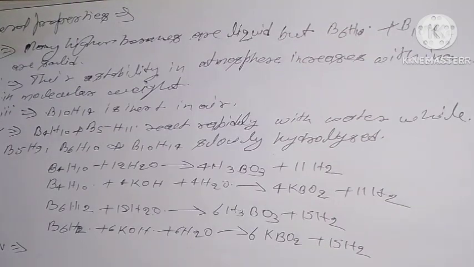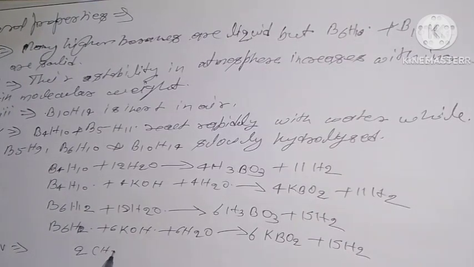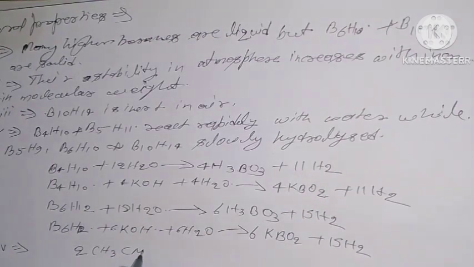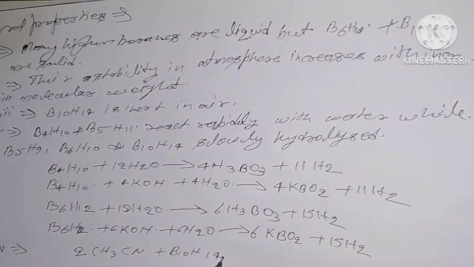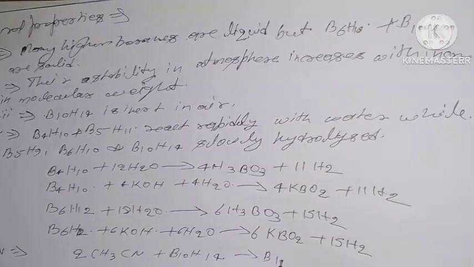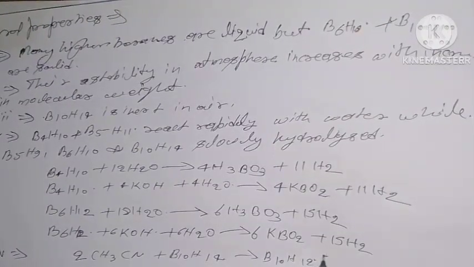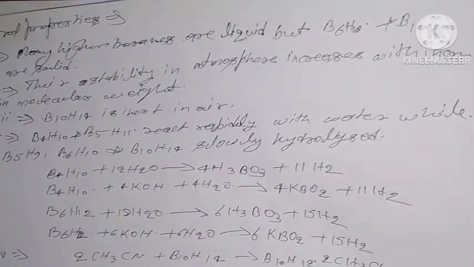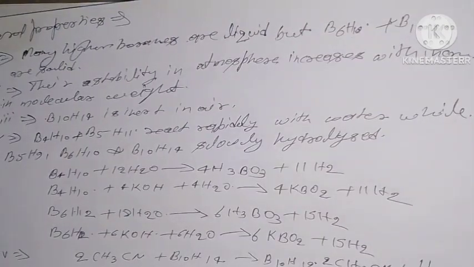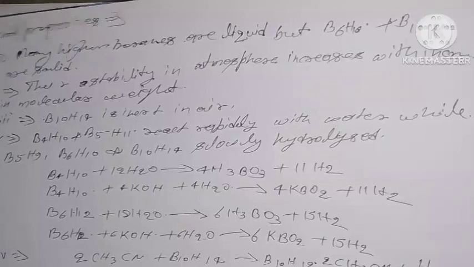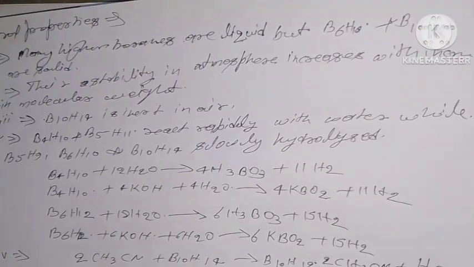Fifth point. Lewis base CH3CN reacts with decaborane and liberates hydrogen gas. 2CH3CN plus B10H14 that makes B10H12 into 2CH3CN plus H2. Hydrogen gas liberates. Okay.